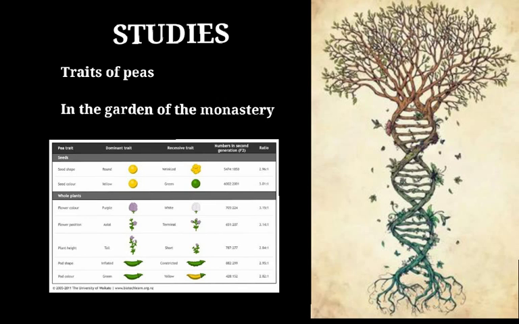To start experimenting, he chose 7 traits of peas, and after self-pollinating them, he discovered that each trait had 2 forms. For example, the flowers would be purple or white. He also named the ones that always maintain one form after generations pure breeding.